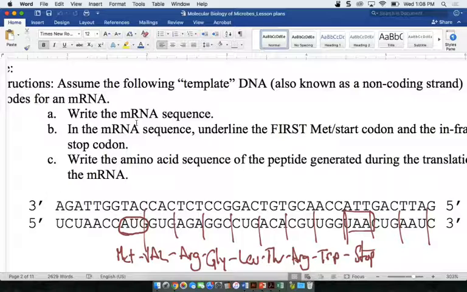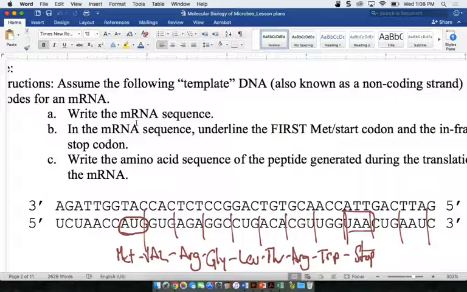Okay, any other questions? We good with this? Kaylee? So it says the non-coded strand. What's the difference between the non-coded strand and coded strand? The coding strand is essentially the same thing as the mRNA sequence.